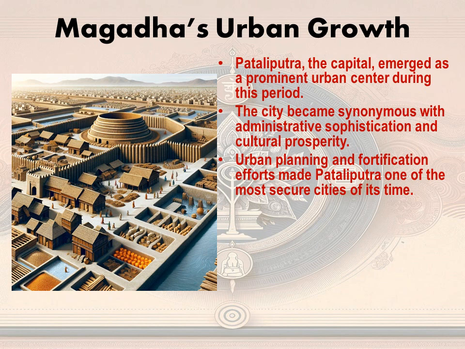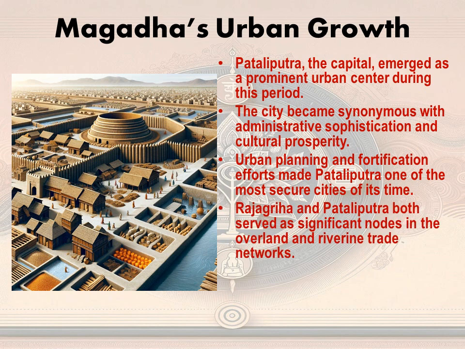Urban planning and fortification efforts made Pataliputra one of the most secure cities of its time. So it was a very planned and well organized city, and thus Pataliputra became a hub for security. It was very much secured from attacks from outside, and thus it became one of the most precious and secured cities of its time. Rajagriha and Pataliputra both served as significant nodes in the overland and riverine trade networks.